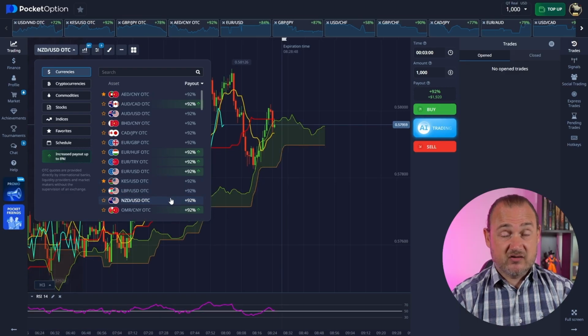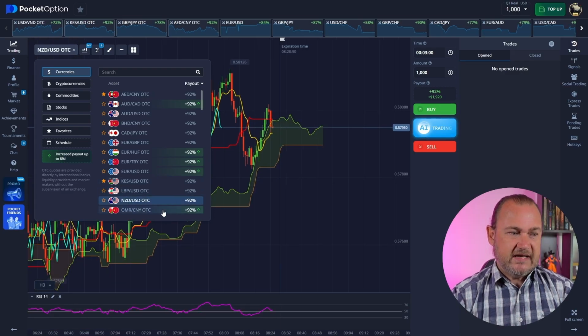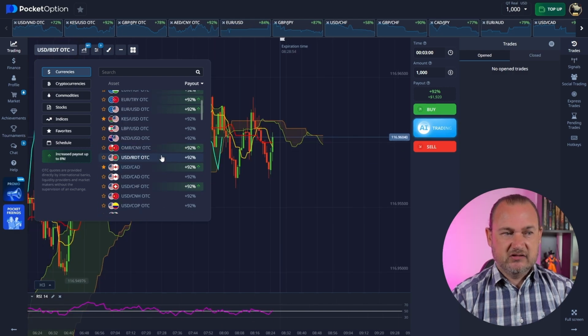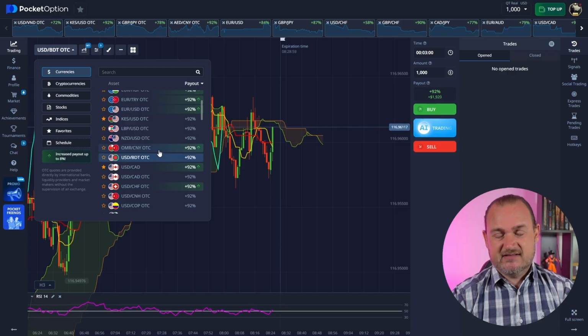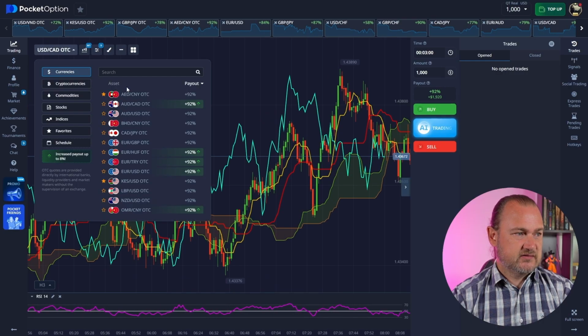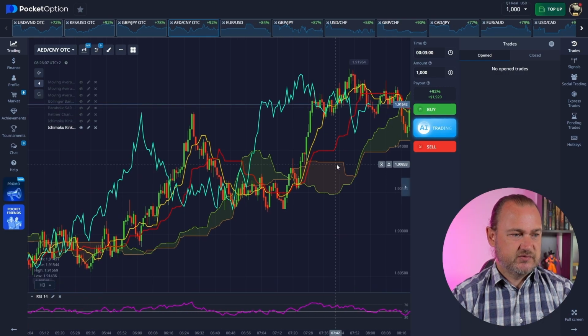Now, we're using a continuation strategy today. That means that we are looking for a trend and we're going to continue. We're going to take trades in the direction of the trend. So we're going to look for pullbacks. Let me see if I can find a decent example quick and explain the difference between the two.